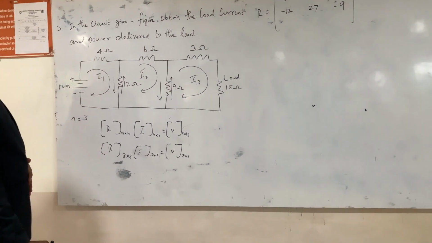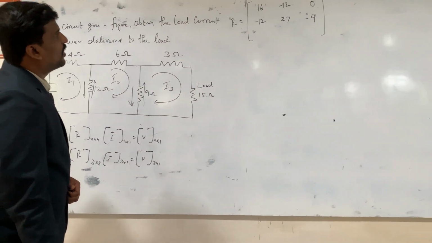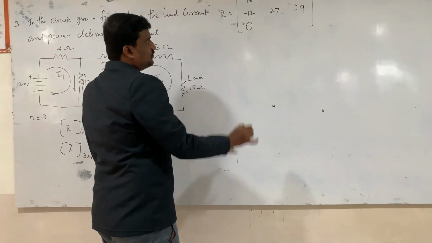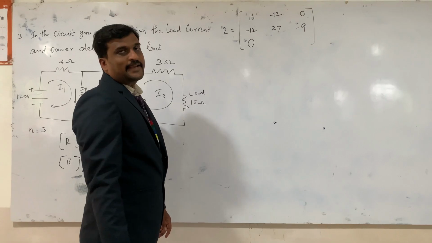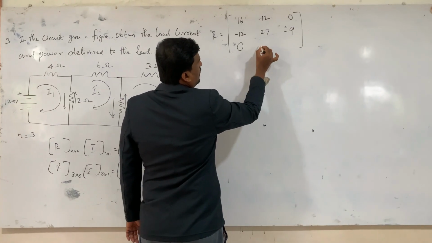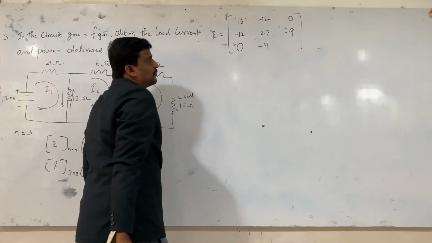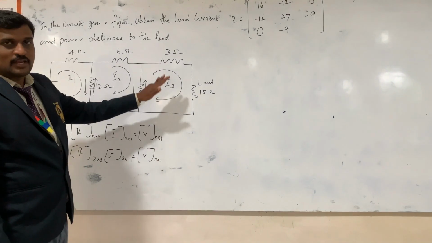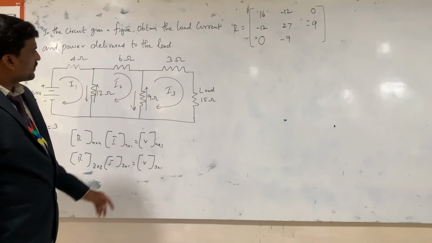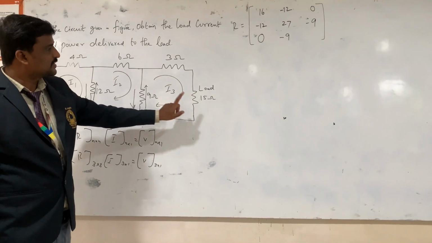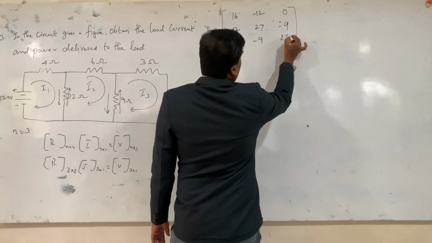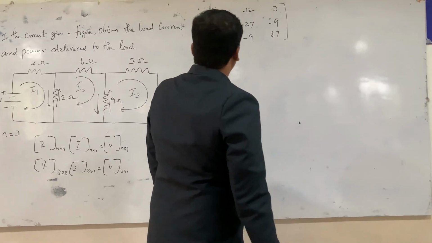Next we have to find R31. So already we have found R13, that is directly equal to R31. And next R32. So we know the value for R23. So this is 9, minus 9. Next R33. So sum of all the resistors available in loop 3. So 9 plus 3 plus 15. So total 18 plus 9, 27. So this is our R matrix.